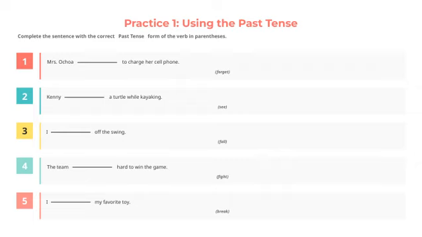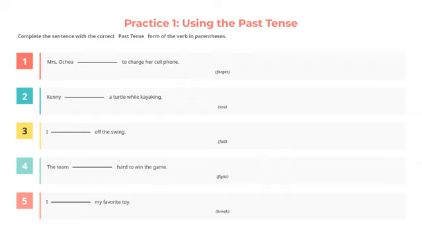Then we have a team fighting hard to win a game. The verb fight becomes fought. So, the team fought hard to win the game. Notice the slight spelling change from fight to fought. Finally, the last sentence is about breaking a favorite toy. The verb break changes to broke. So, I broke my favorite toy.